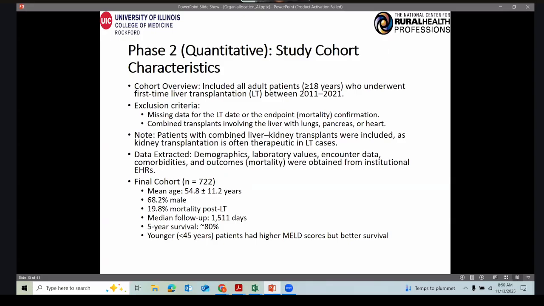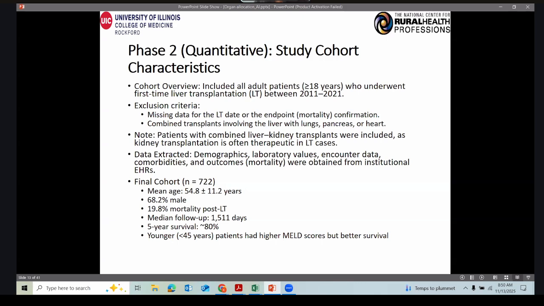Our cohort included all adult patients, meaning those 18 years and older, who underwent their first-time liver transplantation between 2011 and 2021. We focused on first-time transplantation to maintain a clean data set, because repeat transplantation can have very different clinical trajectories. We also applied some exclusion criteria.